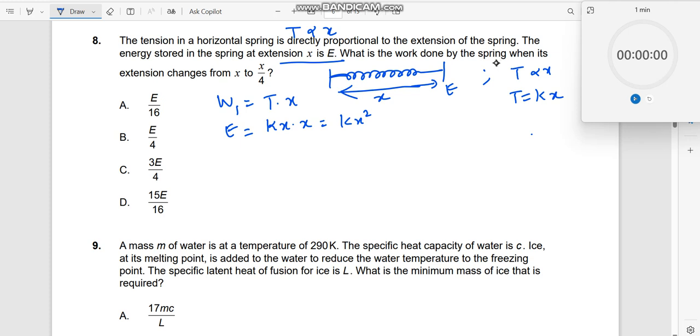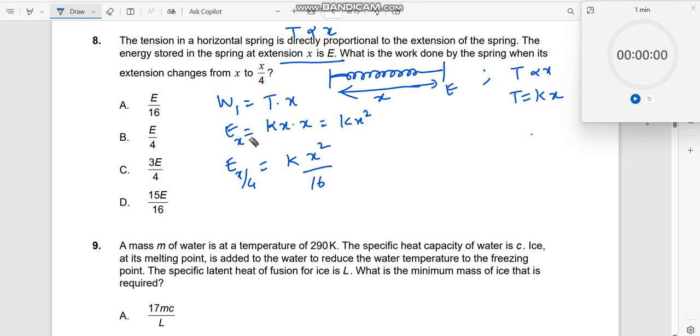What is the work done in the spring when the extension changes from x to x by 4? Now this is at an extension x. At an extension x by 4, what will happen? Just substitute x by 4, which will be x squared by 16 over here.